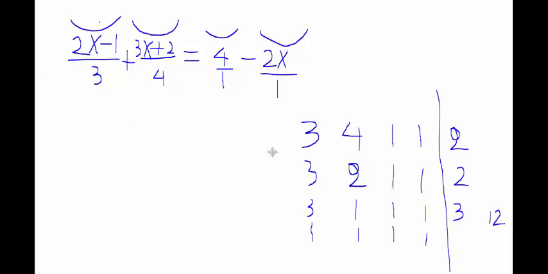We will not put 12 here. What you're going to put is 12 divided by 3, which is 4. Again, the same thing. 12 divided by 4 is 3. 12 divided by 1 is 12. And 12 divided by 1 is 12. So now all we have to do, let me erase this, and what we're going to do is multiply 4 by 2x minus 1.